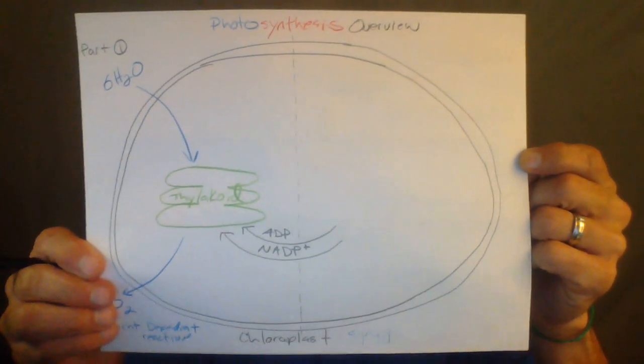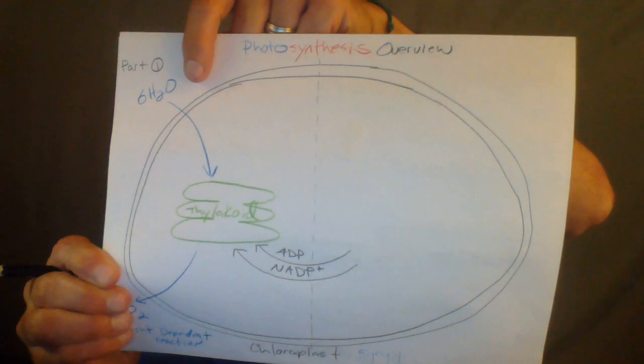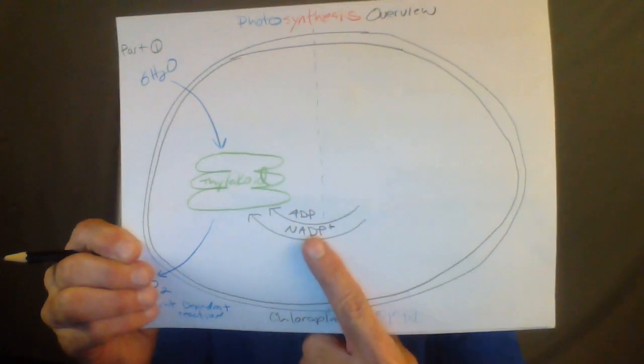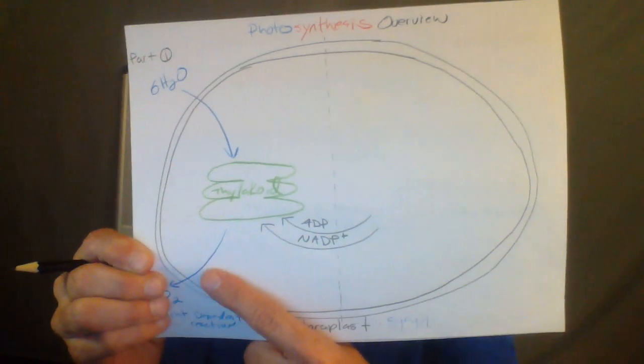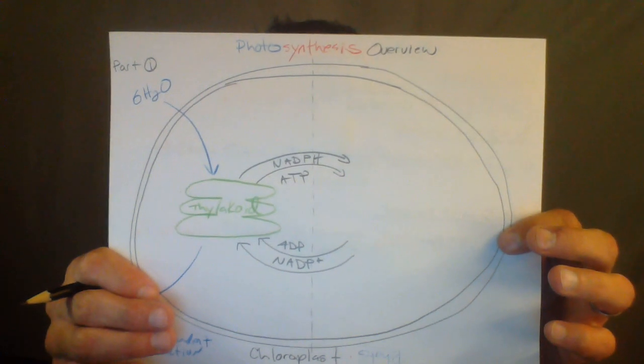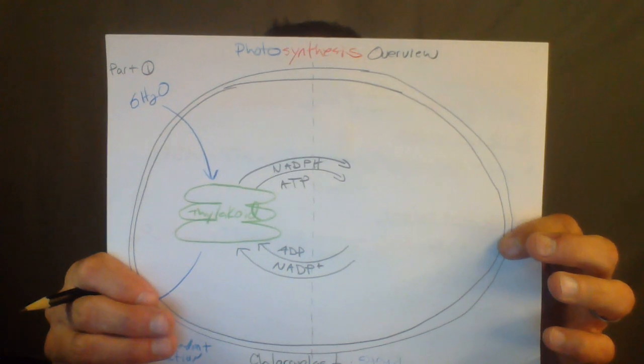So there's the reactants, right? Here is reactants going in. Here is product coming out, and then now we need the high energy intermediates coming out, and that would be the ATP and the NADPH. There it is, NADPH and ATP.